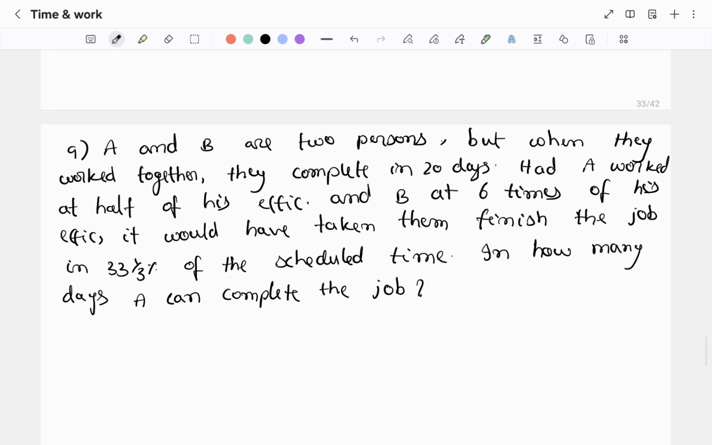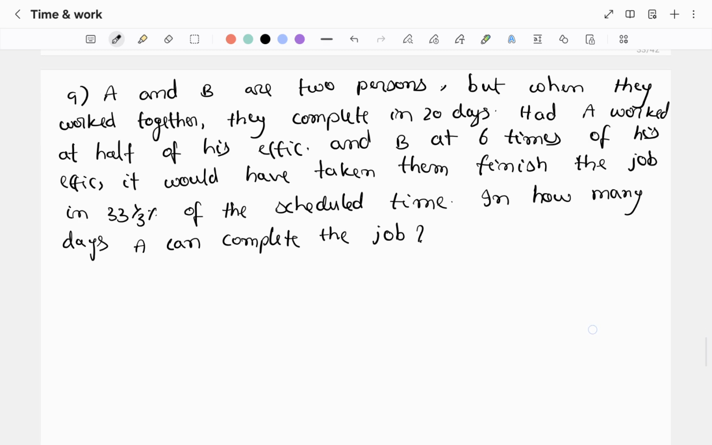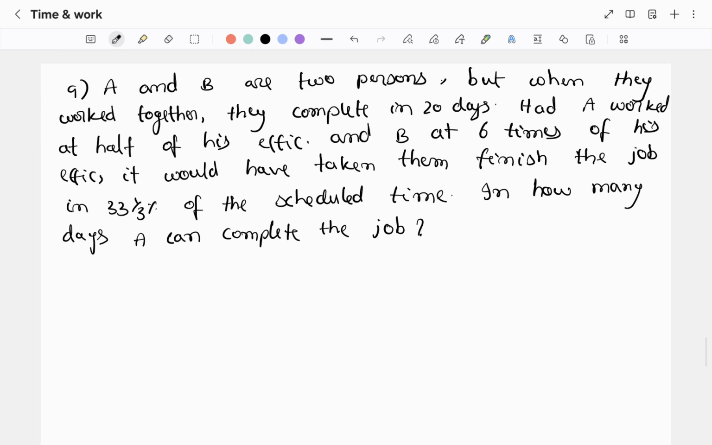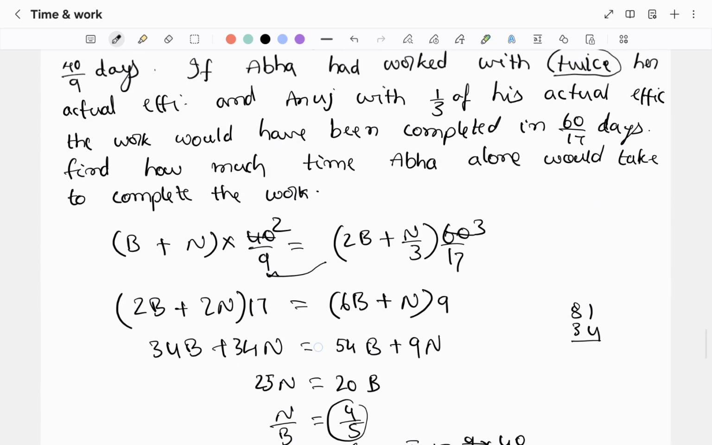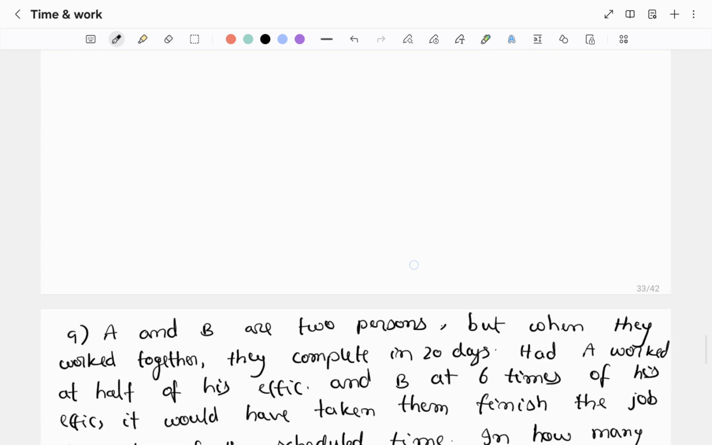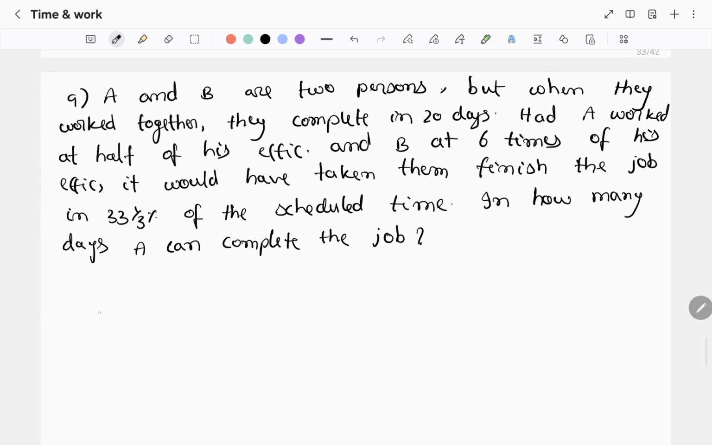Then A and B are two persons, but when they work together, they complete it in 20 days. Had A worked at half of his efficiency and B at 6 times his efficiency, it would have taken them to finish the job in 33 1 by 3% of the scheduled time. In how many days did A complete the job? It is the same question or not? Same type of question. So A and B together.